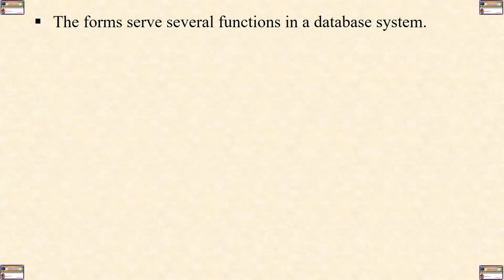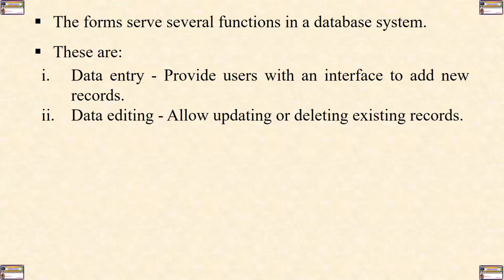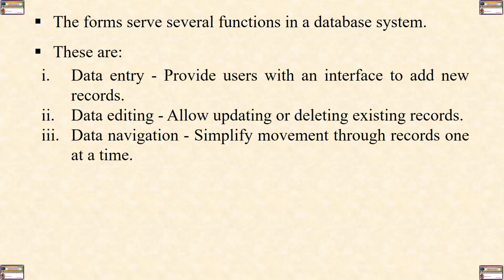The forms serve several functions in a database system. These functions include data entry. With forms, you can add new records into the tables or into the database, and therefore forms provide users with an interface to add new records. Number two is data editing. With the use of forms, a user can make changes in existing data by allowing updating, including deletion of existing records.